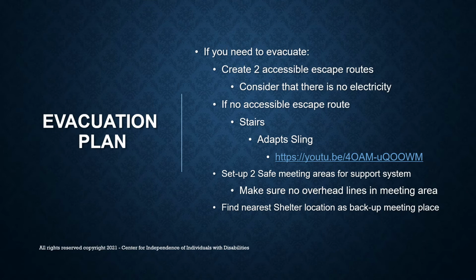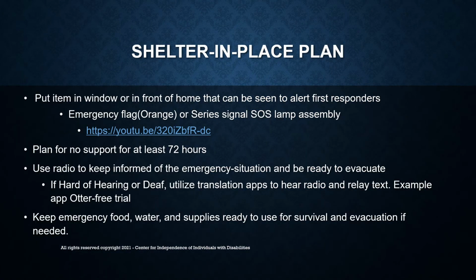Set up 2 safe meeting areas where you will meet the individuals in your support network. Make sure that there are no overhead lines in the meeting area. Find the nearest shelter location as a backup meeting place. Shelters are identified by your local emergency services, and so it is important to stay connected with them to get the most up-to-date information. For some emergencies, evacuation may not be necessary.